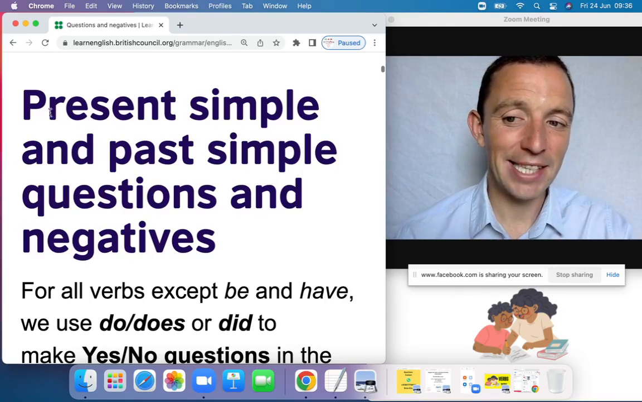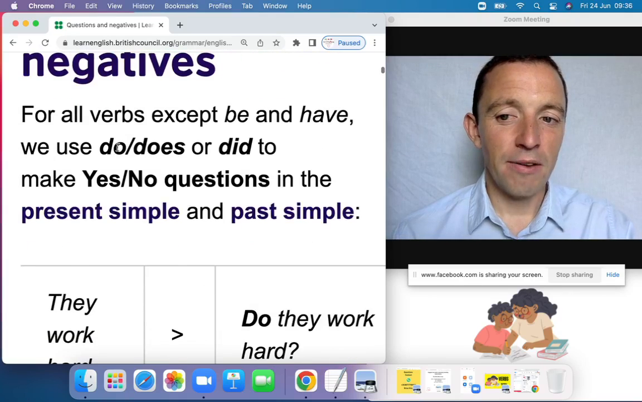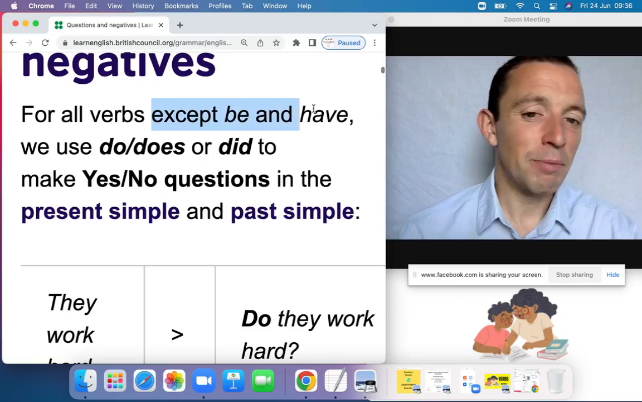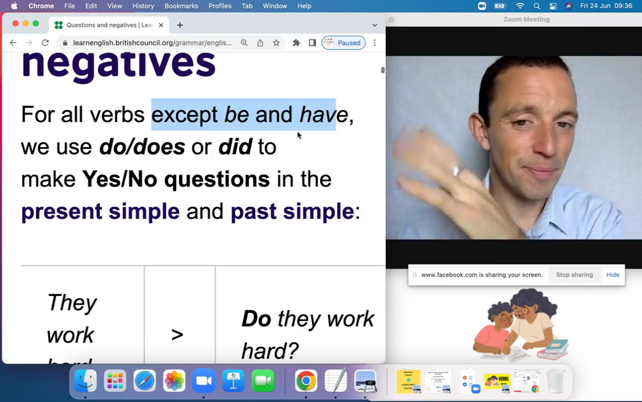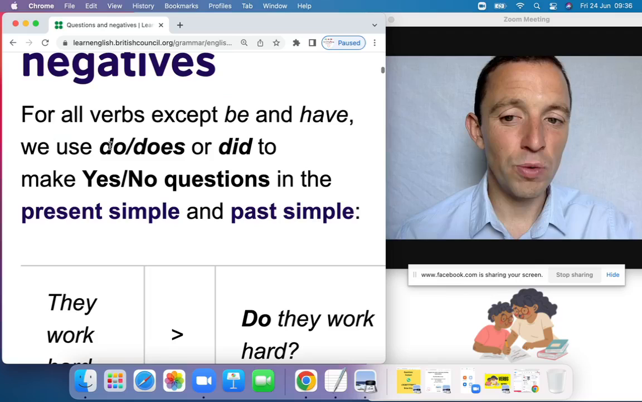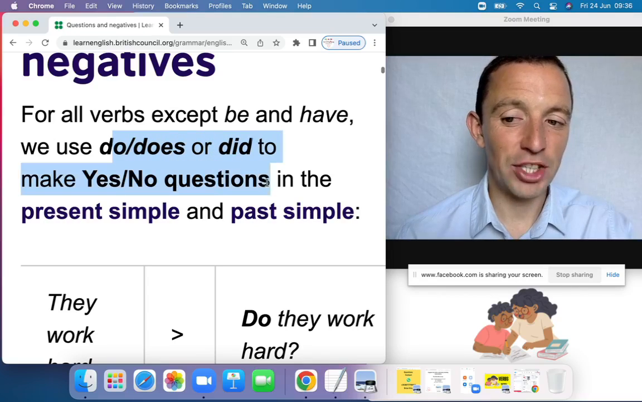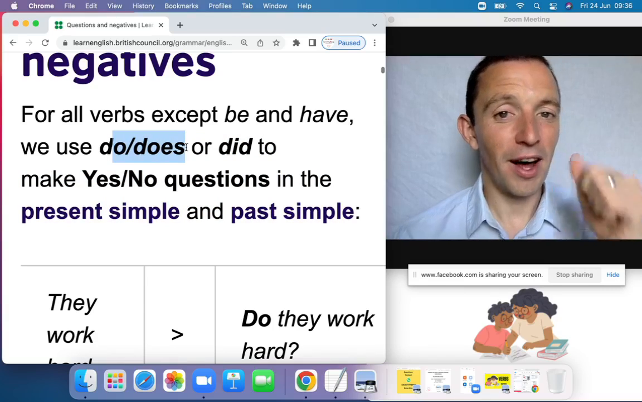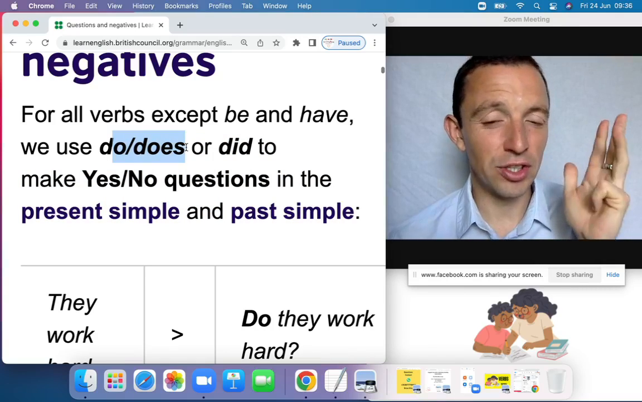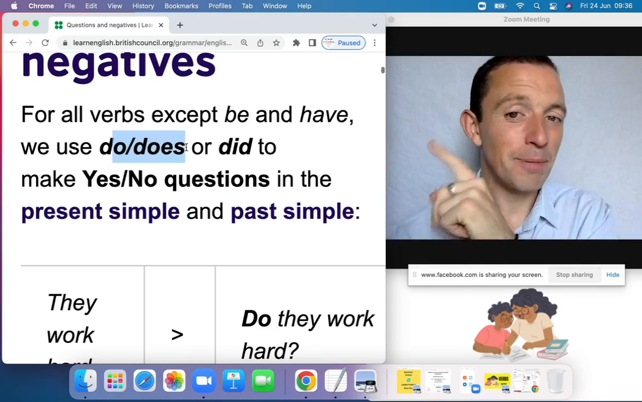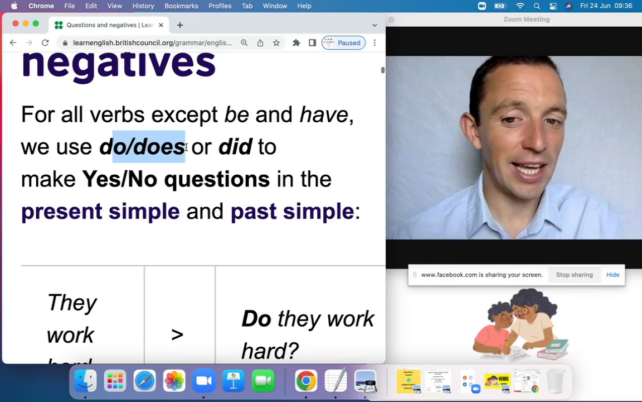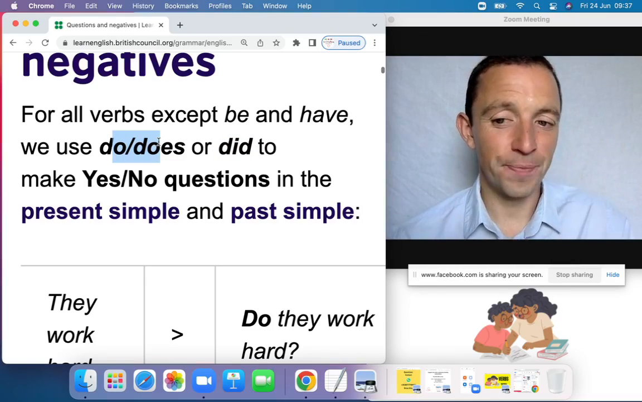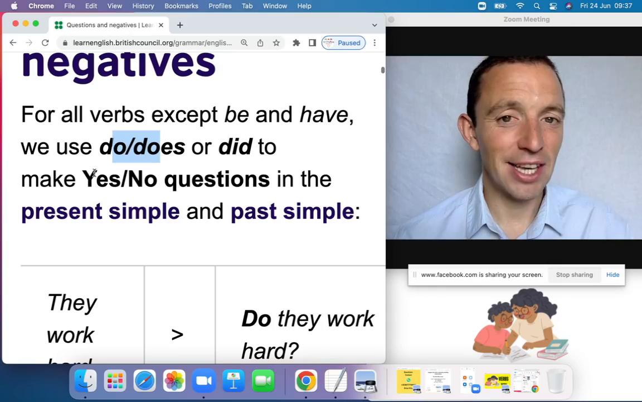Okay, present simple and past simple, questions and negatives. For all verbs except be and have, so be and have are exceptional, we use do or does or did to make the questions in the present simple and the past. So basically we use an auxiliary verb, do. I do, you do, he does, she does in the present simple, but in the past simple, I did, you did, he did, she did. Everybody is the same in the past, did, but in the present it's do or does. And this makes the yes or no question.